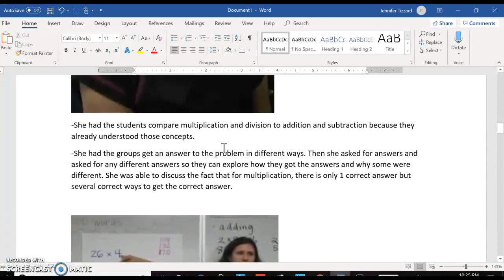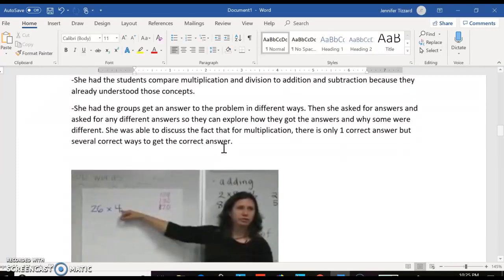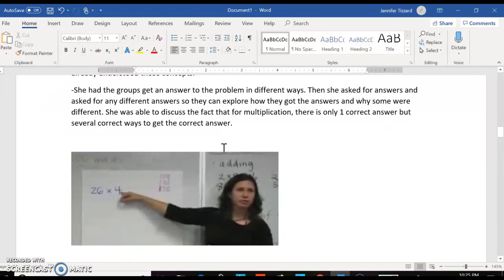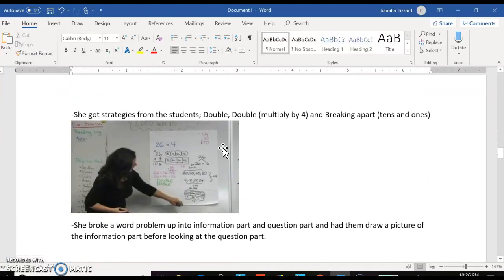She had the students compare multiplication and division to addition and subtraction. I already said that. She had the groups get an answer to the problem in different ways. Then she asked for answers and asked for any different answers so they can explore the idea that sometimes the answers can be different, but when it comes to multiplying and doing problems like this, the answer's got to be the same every time. You can do different ways to get the correct answer, but the answer has to be the same. So she was able to bring up that idea.